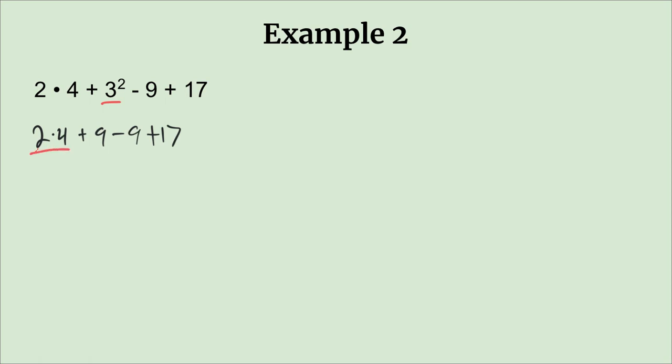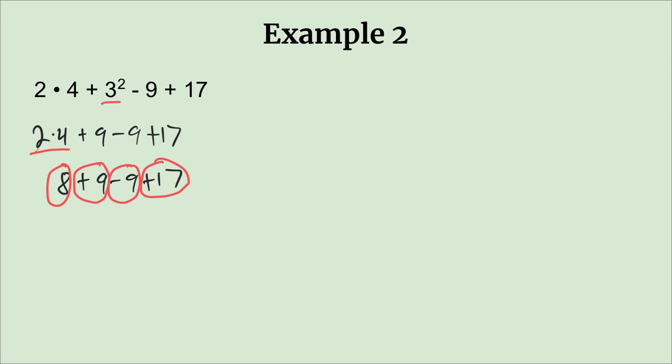Then our multiplication comes next. 8 plus 9 minus 9 plus 17. Now here there's a little trick that you can do when it's all plus or minus. If you treat these kind of like blocks where you take the sign with the number, it doesn't matter what order you add or subtract these in.